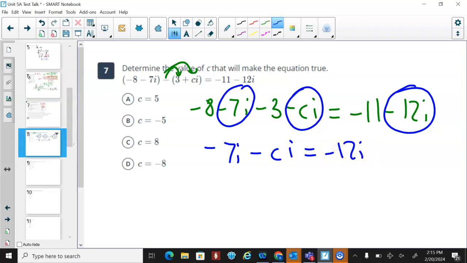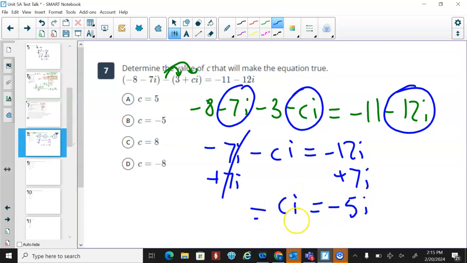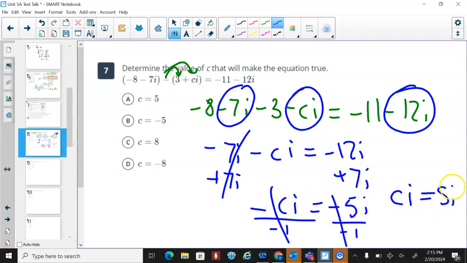Now, of course, I'm just simply solving for C or A or X or whatever that is. I'm going to add 7i, cancel. -ci will equal -5i. I'm going to divide both sides by -1. Okay, so ci will equal 5i. And of course, the i on each side of the equal sign will drop. So C will equal 5, and that is your answer.